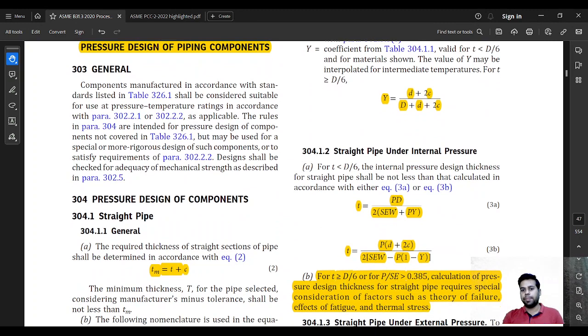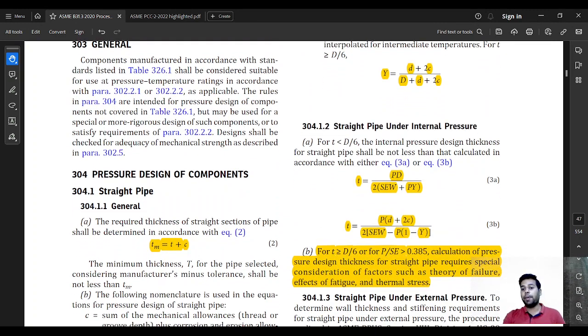For straight pipe under internal pressure, when t is less than D by 6, then t is going to be given by P into D over 2(SEW + PY). Y is going to be achieved by this. P is the pressure, S is the stress, E is the quality factor, D is diameter. So you can identify thickness from this if the pressure is given. If the thickness is given, pressure can also be found out by this.